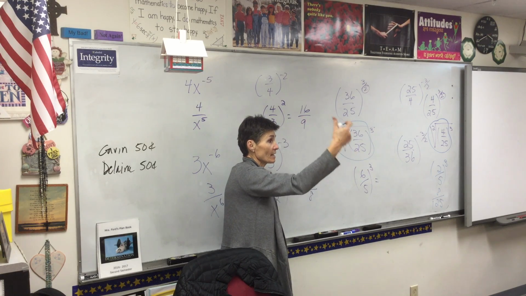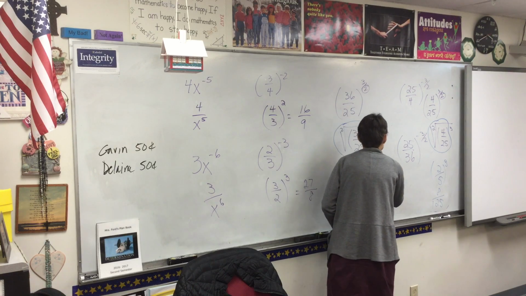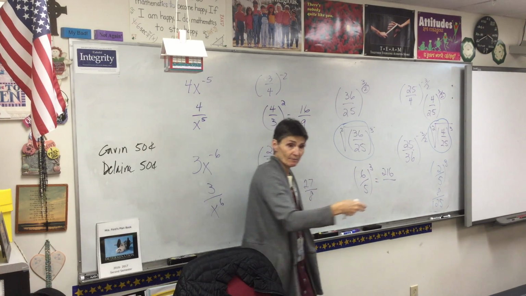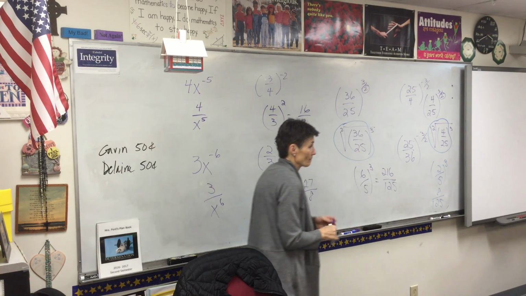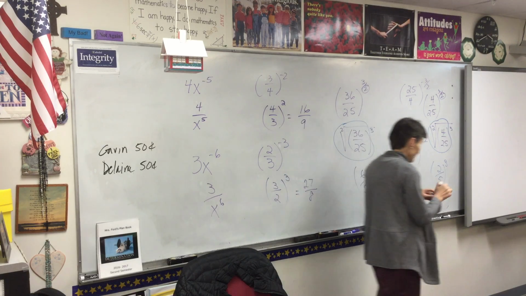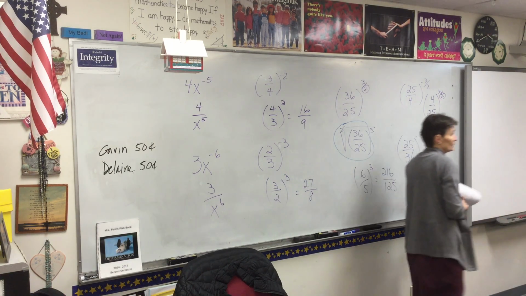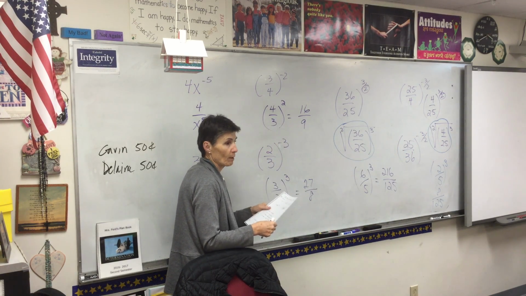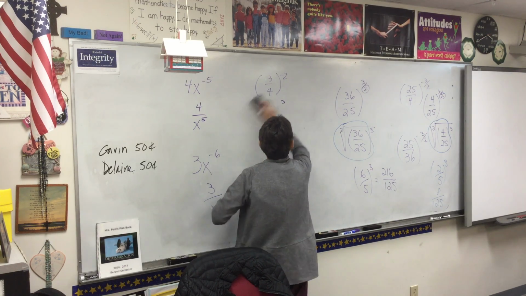So 6 times 6 times 6, 216. And 5 times 5 times 5, 125. And there's the answer. So I just did 2 examples of those. There's one more exponent problem to do. I remember before. So here we go. Here's the last one.